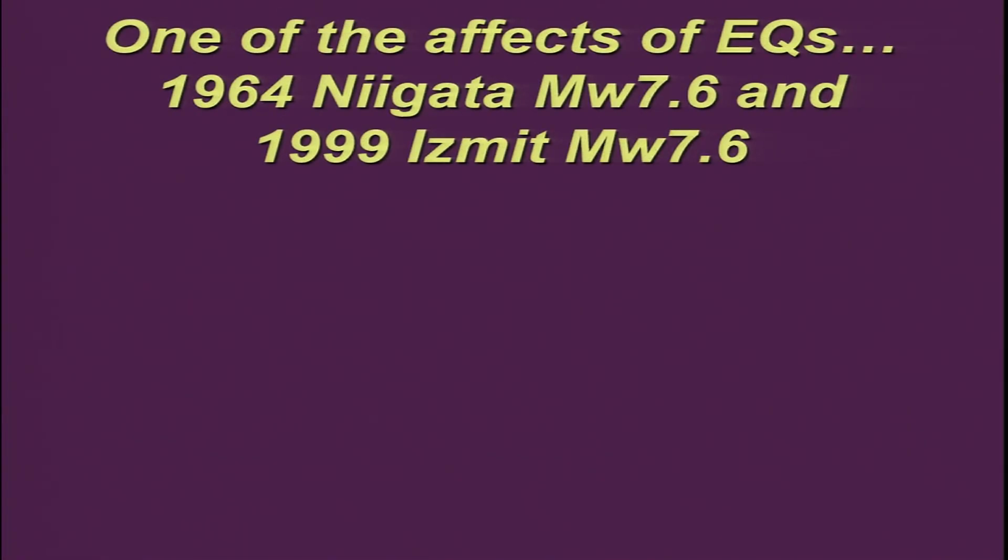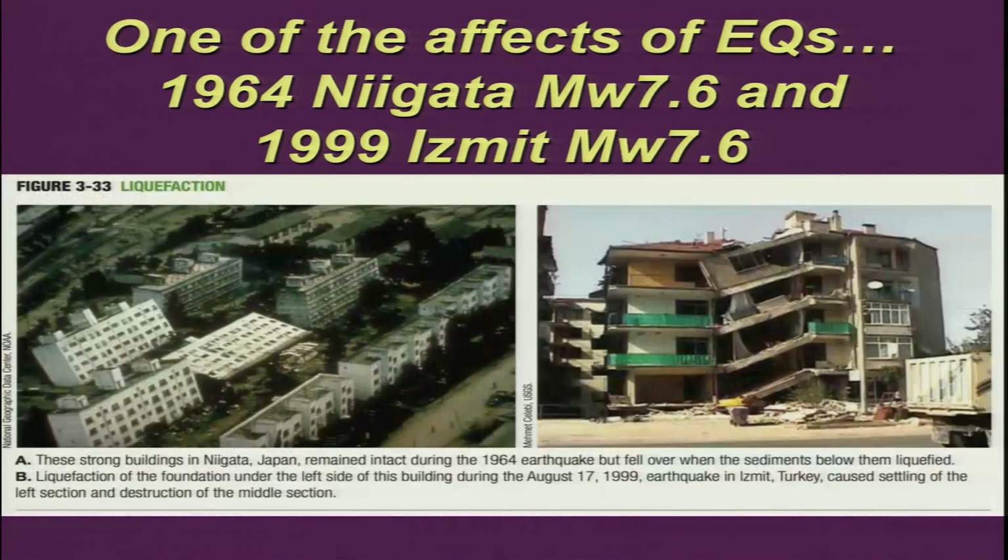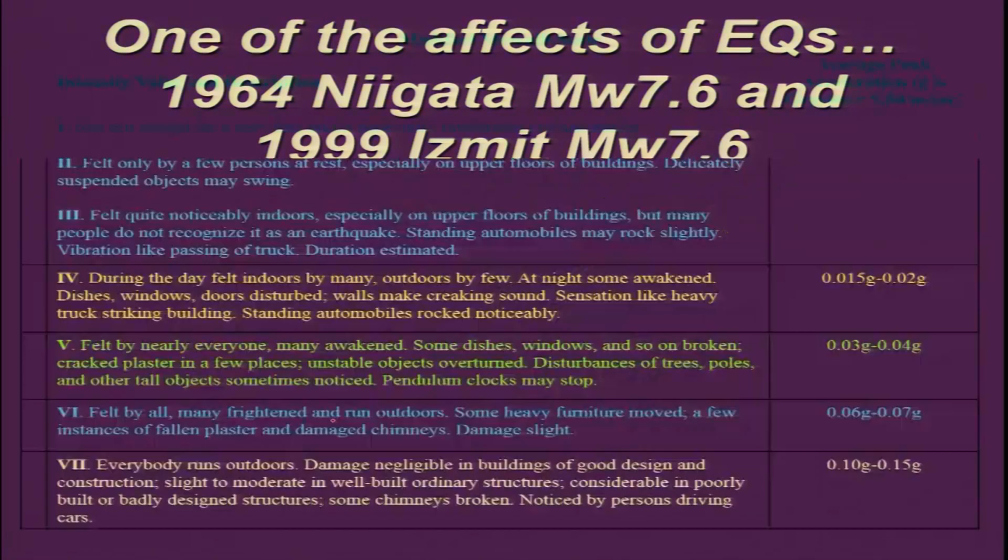One of the effects of earthquakes is seen in the 1964 Niigata earthquake of magnitude 7.6, and the 1999 Izmit earthquake. This was from Turkey. The secondary phenomenon seen here is liquefaction, and the other is the damage pattern. Both damages were related to the secondary effect, that is, the liquefaction phenomenon. This image is from Japan.